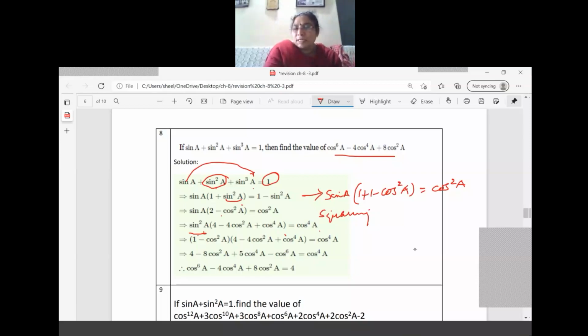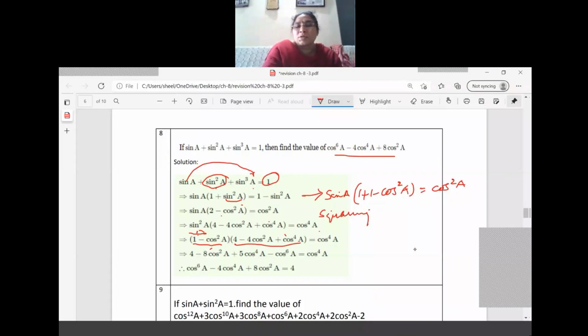Expansion happened. This side it is cos raised to 4A only. Now we have changed again. Instead of sine square A, what should we write? 1 minus cos square A. The purpose is that all the terms should be in cos square only. So we have changed sine square A as 1 minus cos square A, and expanded the bracket like this. Each term is multiplied with 1, then multiplied with minus cos square A.